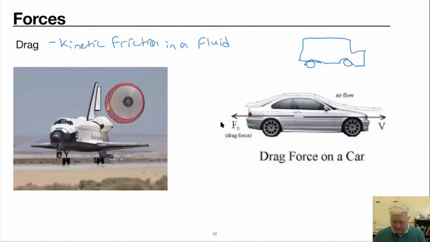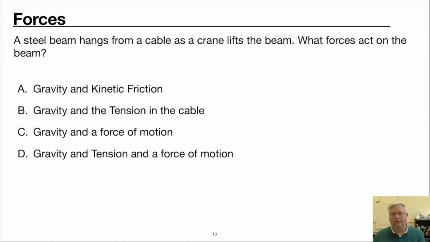So, all right, so we'll just look at one question here. If you want to give it a try, I'll pause for a moment. But it says a steel beam hangs from a cable as a crane lifts the beam. So what forces act on the beam? So if you want to take a moment and look at the different options there, I'll just pause for a second.